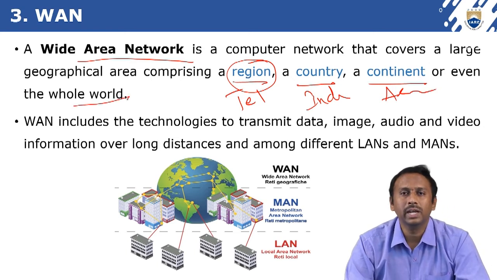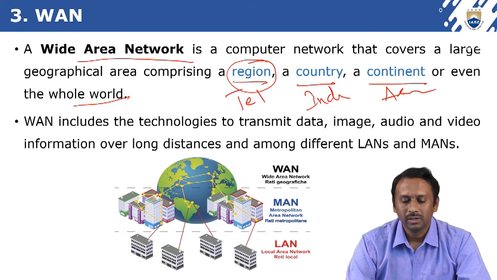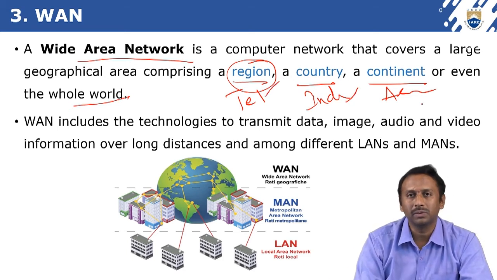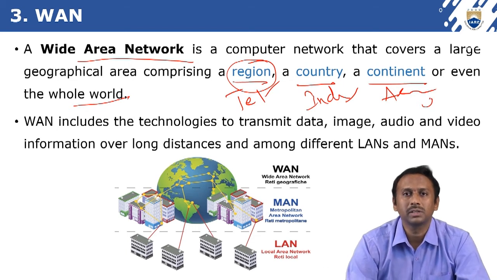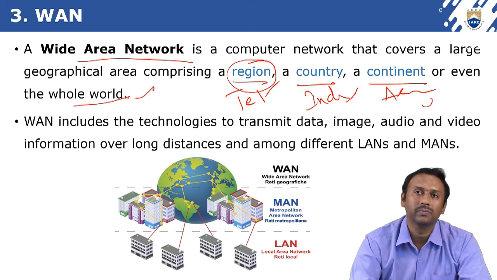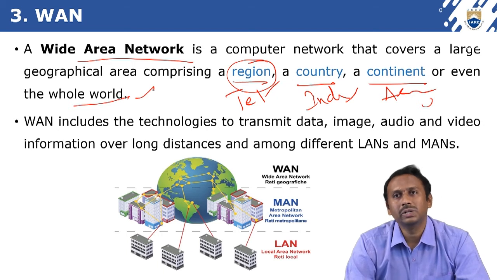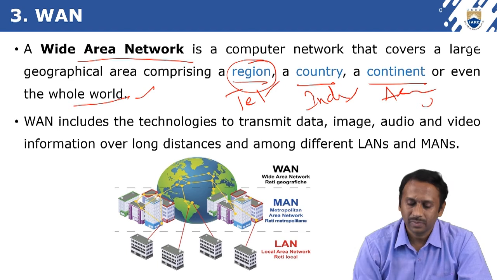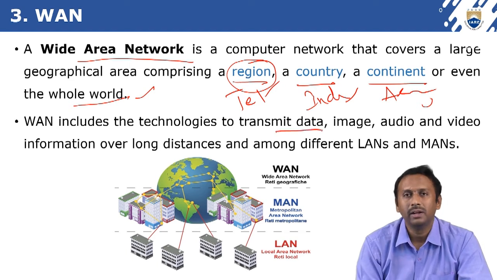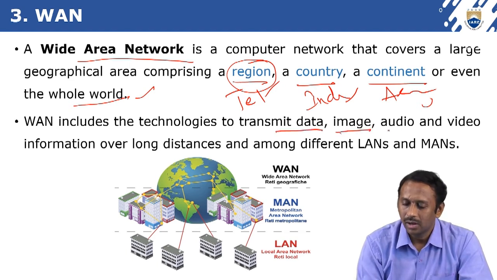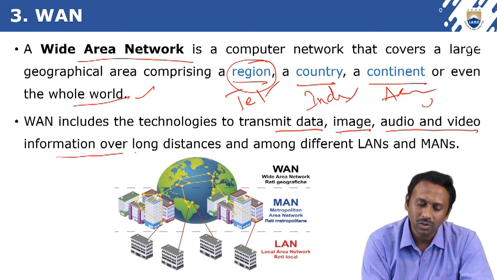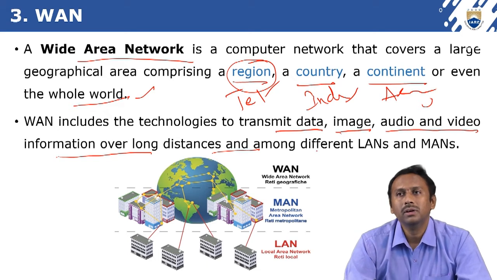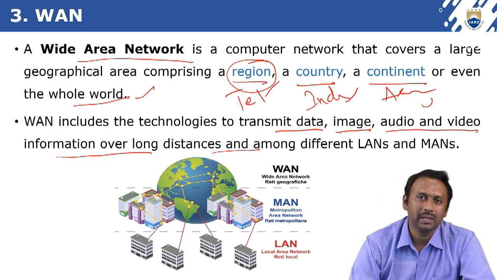Okay. So anywhere in the network. The network may be in Hyderabad or Telangana, or it may be in India, or the continent Asia and some other countries, or in the world also. And a wide area network includes the technologies to transmit data, image, audio and video information over long distances and among different LANs and MANs.